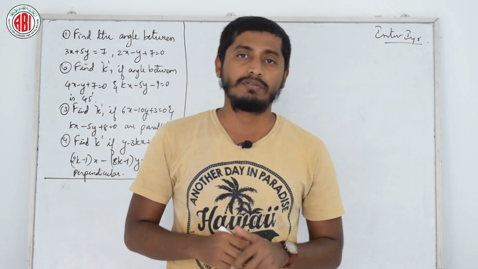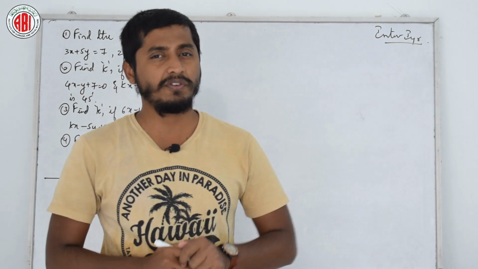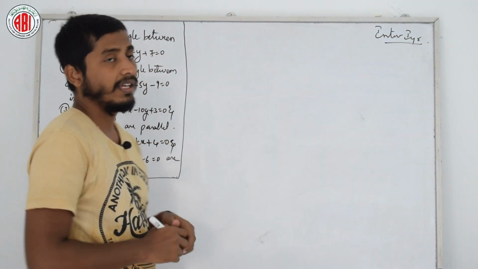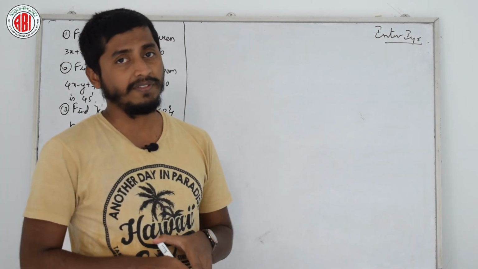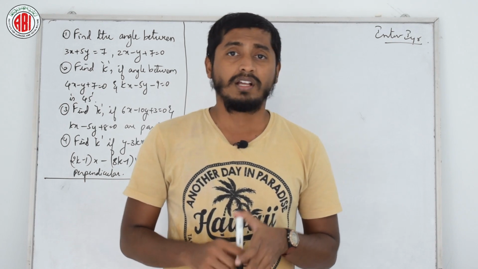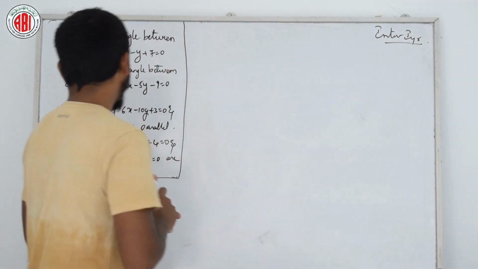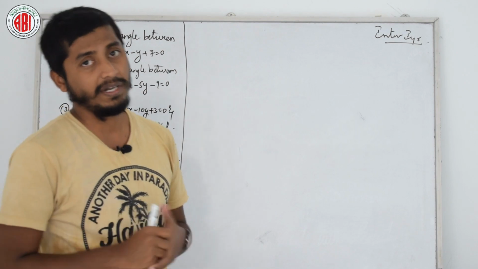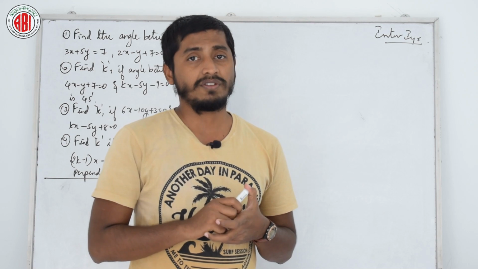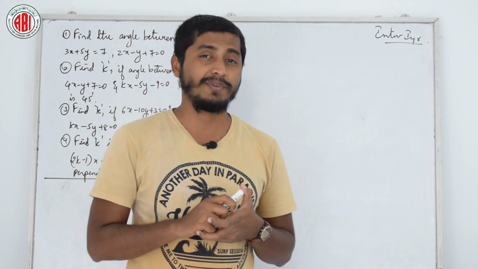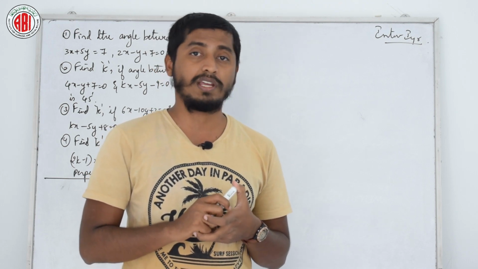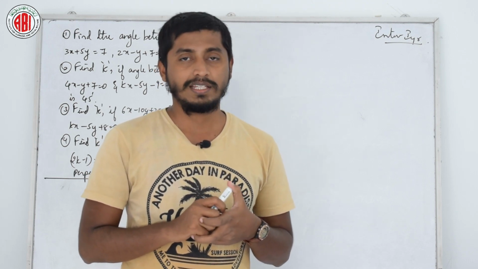Now in the last session we have discussed a few problems of how to find the angle between two lines and what is the value of k if the angle between the two lines is given. Today we will discuss how to find k when both the lines are parallel and perpendicular. After this we will find the distance between two parallel lines and we will find the perpendicular distance from a given point to the given line. Is it okay? Shall we start?